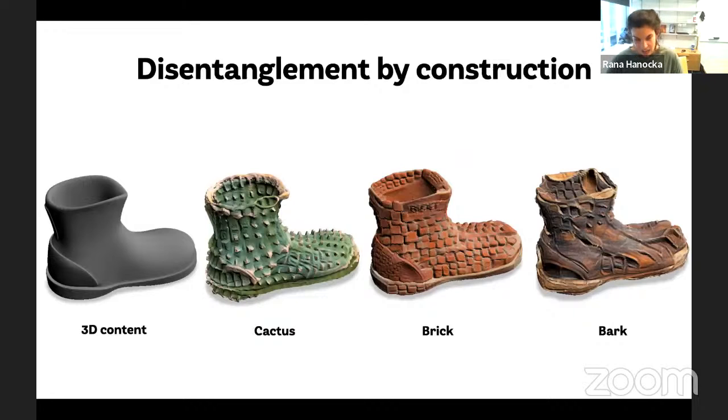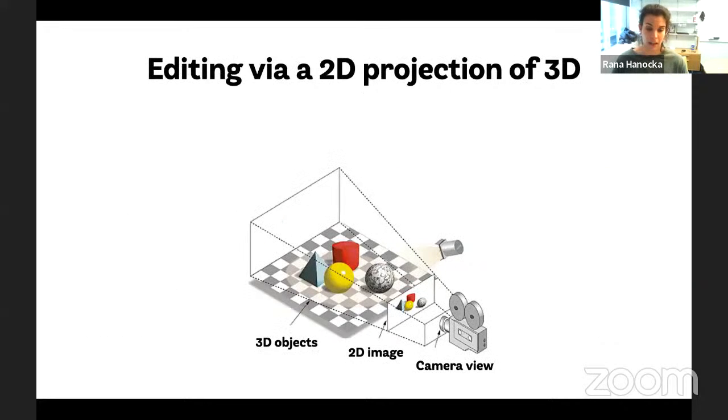So this is kind of neat because we get this disentanglement by construction. If we take a single 3D object as input and we stylize it towards different text prompts, we get this correspondence across the shapes. And we do this without requiring a 3D data set. So how do we do it? We achieve it through rendering 2D images and using that as a means to manipulate the 3D object. And this is kind of interesting because it will allow us to leverage the abundance of 2D data sets that are out there.